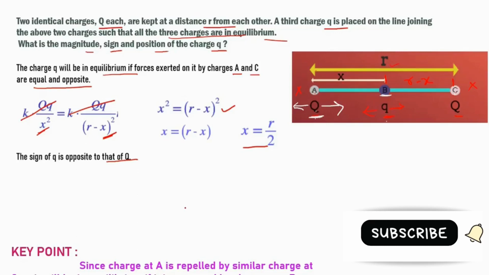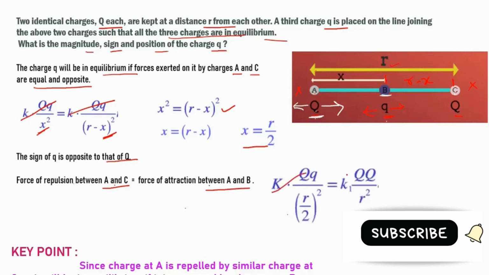So after that, our given condition will be that the force of repulsion between A and C must be equal to the force of attraction between A and B. So the repulsive force between the two capital Q charges and the force of attraction by the small q must be the same. On putting in the magnitudes, this cancels out. So what we are left with is q equals Q by 4. So this is the magnitude part.